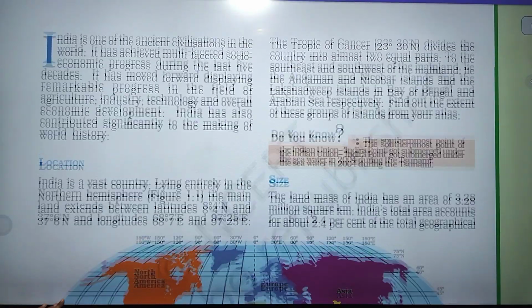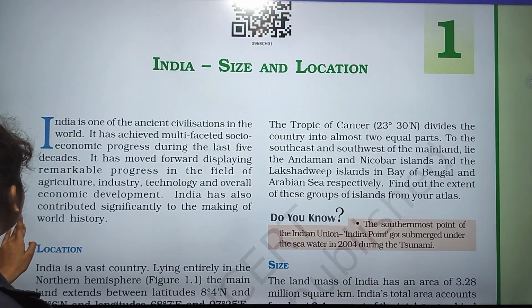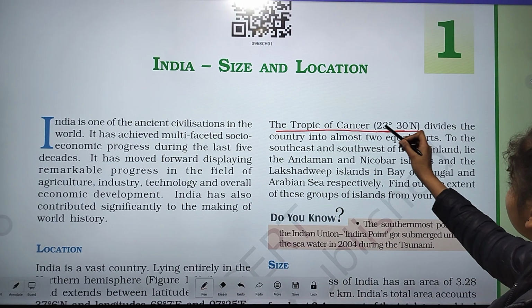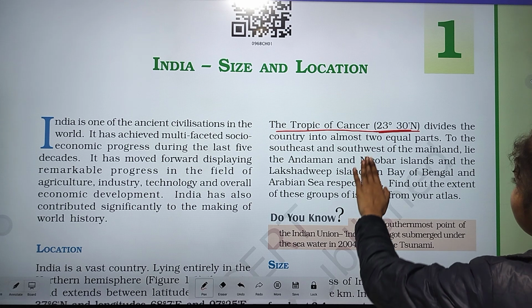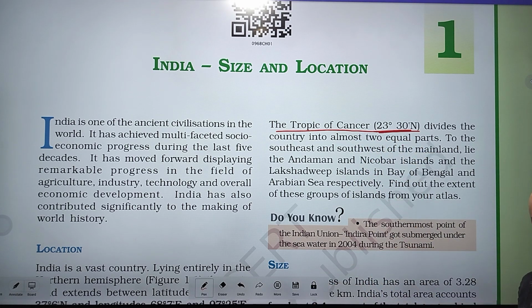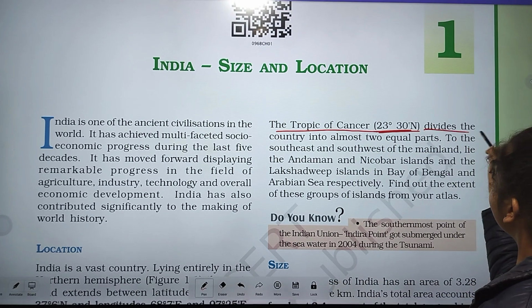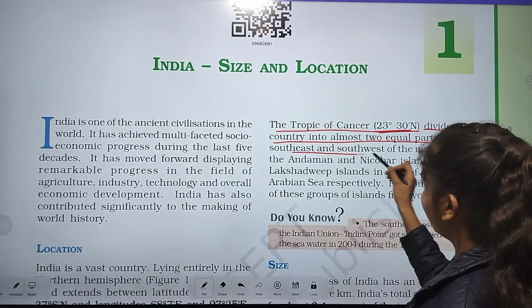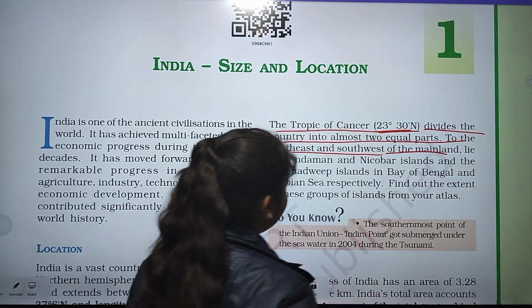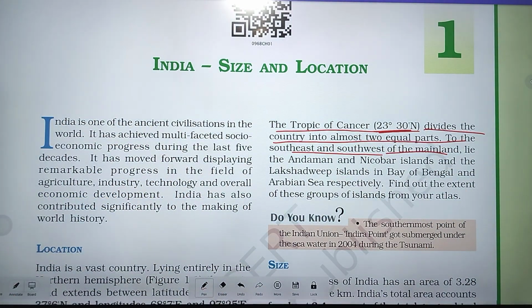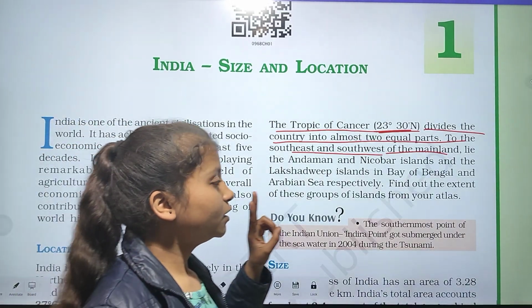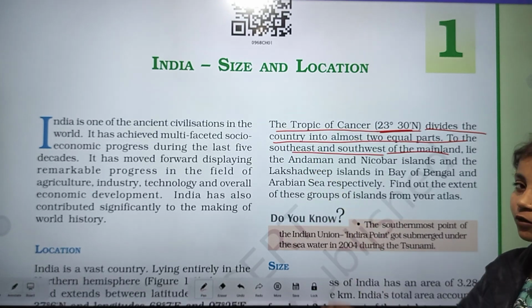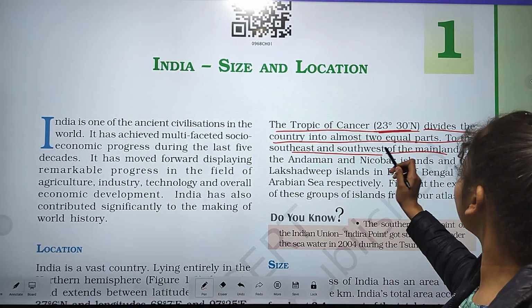And now let's move further. The Tropic of Cancer, at 23 degree 30 minute north, divides the country into almost 2 equal parts, southeast and southwest of the mainland. It means the Tropic of Cancer divides the country into almost 2 parts.